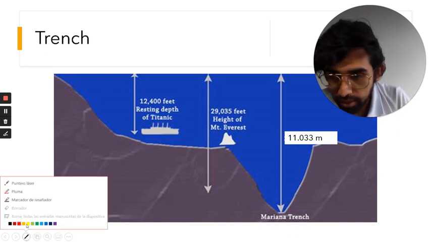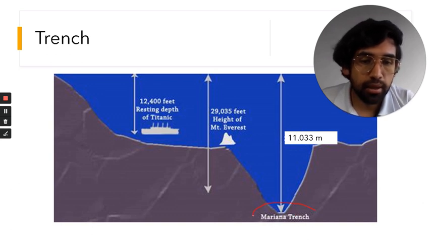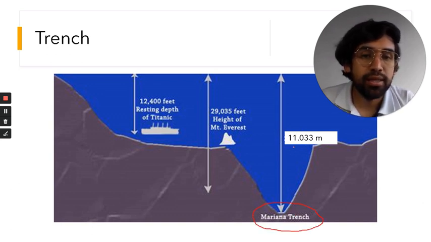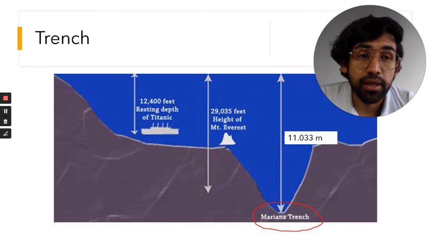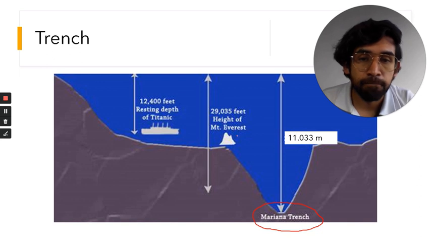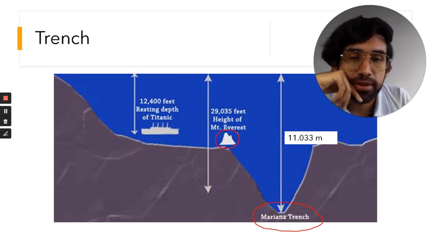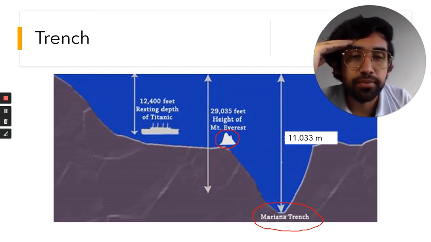Let me get my highlighter here. One of the deepest is this Mariana Trench, which is 11,033 meters deep. So this is one of the deepest parts of the ocean so far. Imagine how deep that is, bearing in mind that this is the height of Mount Everest. It's just for you to have an idea of how deep this is, okay?